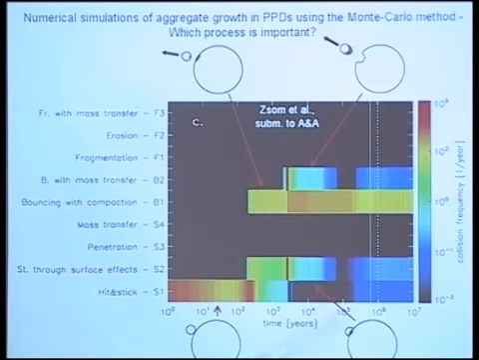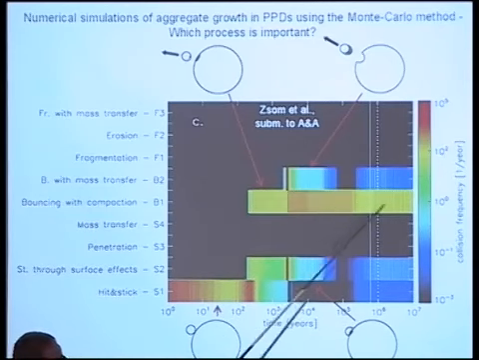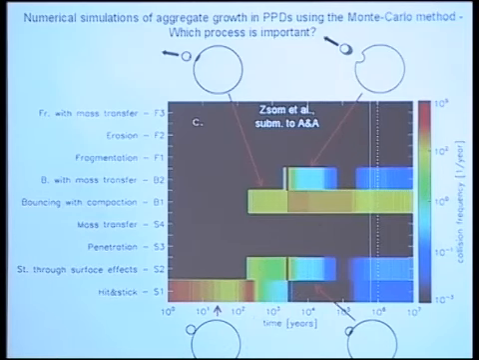So this is time and this is the process. Hit and stick in the beginning, then continued by the sticking by surface effects all over the time, and at the same time the bouncing with compaction sets in. This is also very, very important all over the time, and some bouncing with mass transfer has also some importance. Not a single fragmentation event happening here.